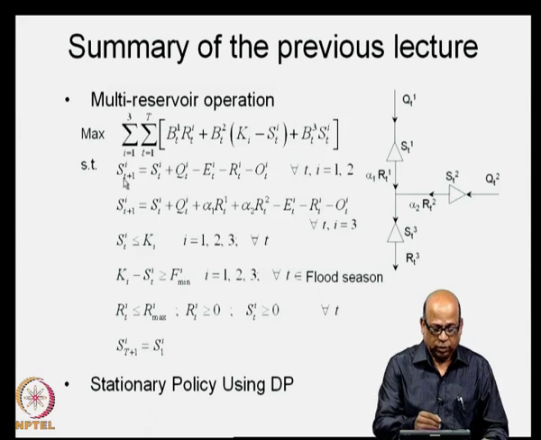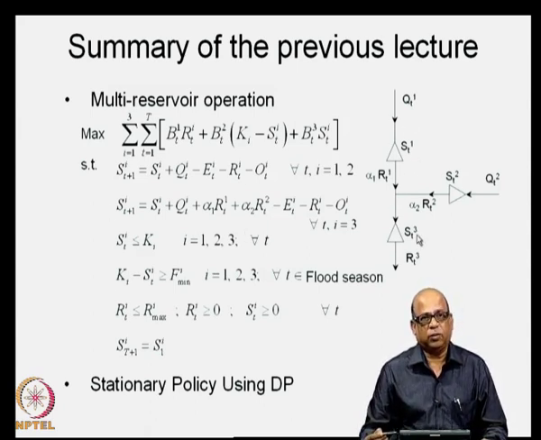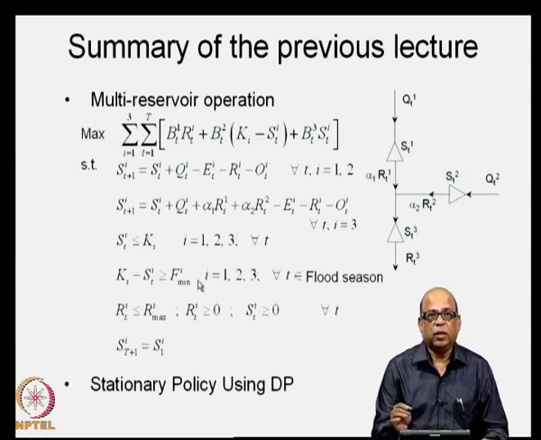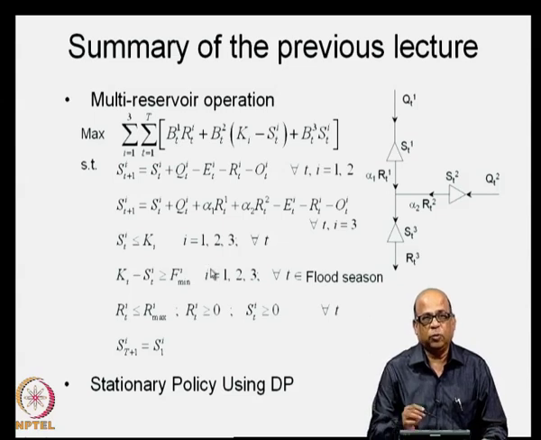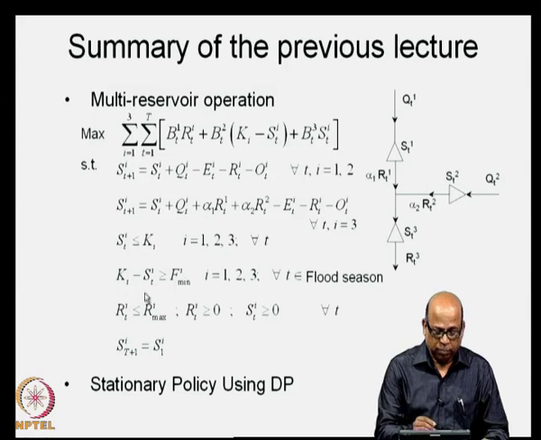At that location, you write the mass balance again. So, like this you write the constraints depending on the type of configuration of the reservoir system that you have, and then also add additional constraints as the system demands. For example, in this particular formulation, we also added the minimum flood freeboard required during the flood season.